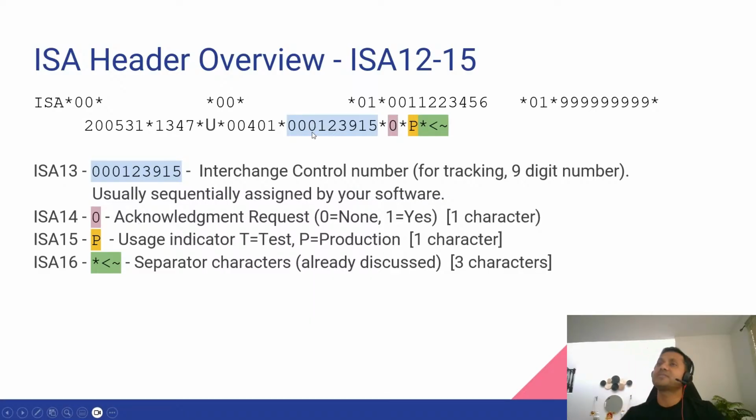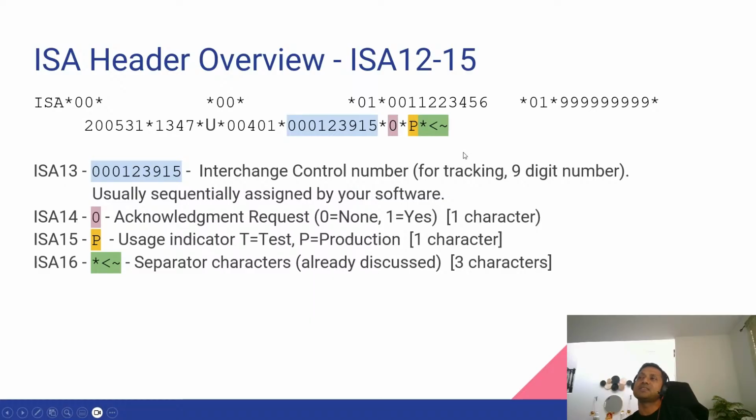Typically what I have seen is, when there is a B2B software generating or creating these EDI files, it keeps track of the previous EDI or X12 file that was created and what the interchange control number of that was. It stores it somewhere, and then auto-increments by 1 for the next file. So that's how it is typically assigned by the software. ISA 14 is the acknowledgement request. If you're asking for acknowledgement, then it will be yes, that means 1. If you're not asking for an acknowledgement, then typically it is 0.